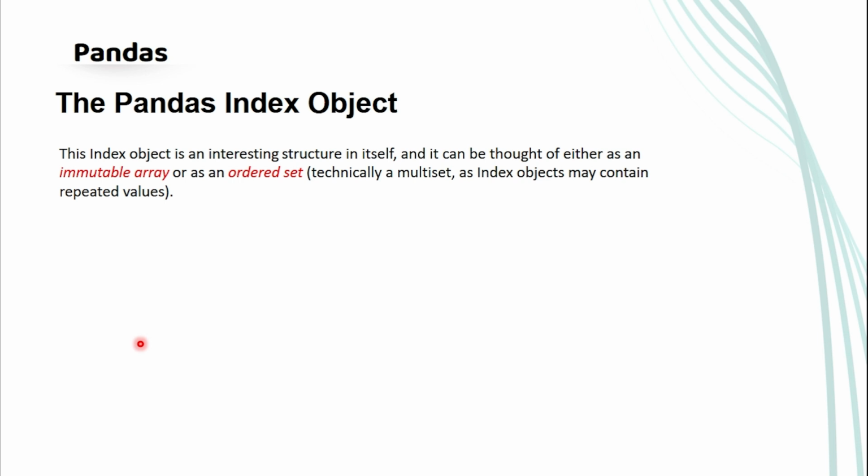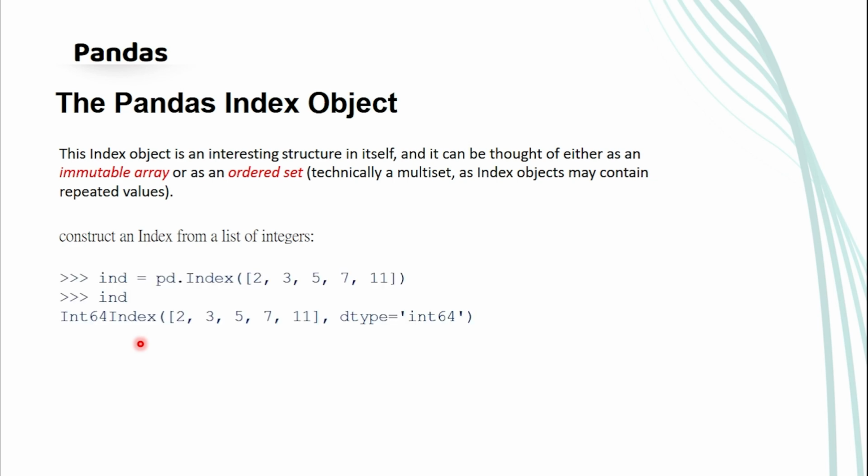So the Index object is an interesting structure itself, and it can be thought of either as an immutable array or an ordered set. Technically a multiset, since an Index object may contain repeated values. So we can construct an Index from a list of integers, for example pd.Index([2, 3, 5, 7, 11]), and we can print out the content of the Index.